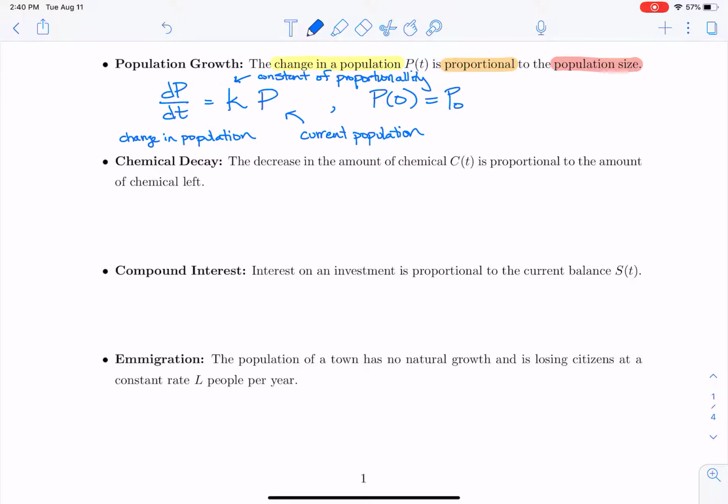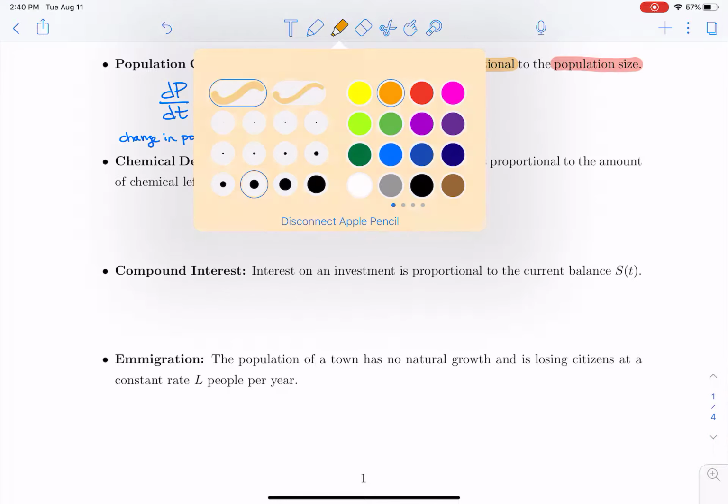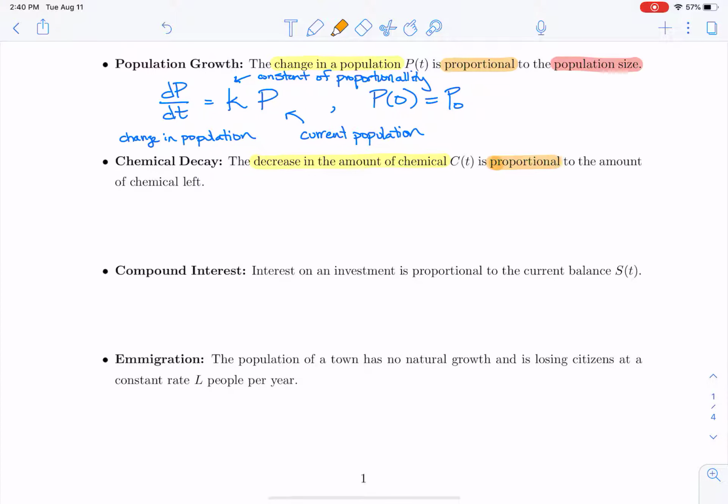So we're going to read this again. We're going to have the decrease in the amount of a chemical. That's a rate of change. We're going to see that it's proportional to something. What is it proportional to? The amount of chemical that's left. So how do we want to write that? The decrease in the amount of chemical is a rate of change.